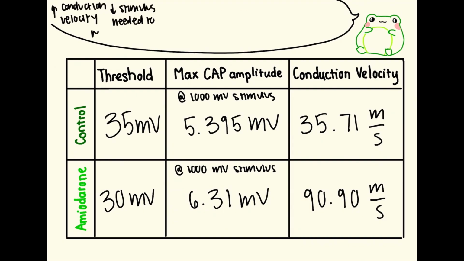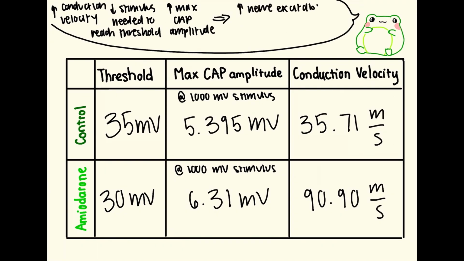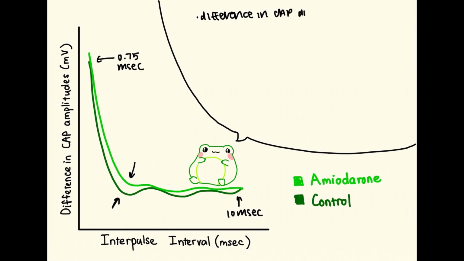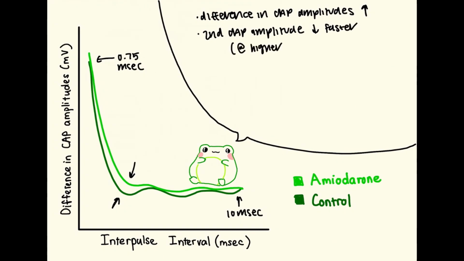There was a decrease in the stimulus needed to reach threshold, and an increase in the CAP amplitude at each respective stimulus potential, which means that the nerve excitability increased, fiber recruitment increased, and also the speed down the axon increased. The difference in CAP amplitudes were measured between interpulse intervals of 0.75 and 10 milliseconds. The trend for the amiodarone condition was higher than that of the control, meaning that the difference in CAP amplitudes had increased after treatment. The difference is calculated by subtracting the second CAP from the first CAP, meaning that the second CAP had decreased at a faster rate, at higher and longer interpulse intervals compared to that of control.